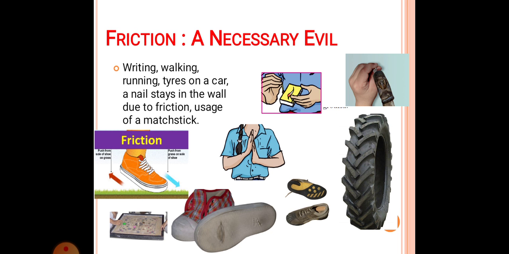Friction is a necessary evil. Generally, in winter time, we rub our hands with each other to produce heat. Matchstick works on the principle of friction. To hold a pen for writing, and for safe walking on the floor, friction is always useful. Friction helps a nail to be inserted in a wall or a wooden block.